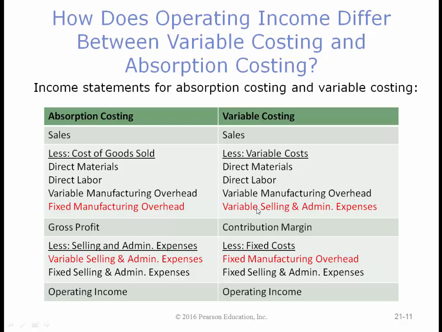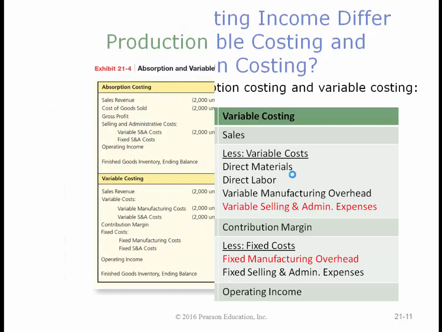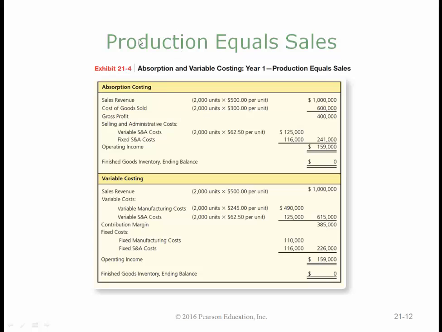The variable selling is going to be the same, even though it's in a different category. And the fixed selling is expensed all for both in both models. So let's look at the numbers for a minute. So this one is production equals sales. When production equals sales, there is no difference whatsoever, right? But what you're doing is you have the variable cost and you're picking up all of the fixed manufacturing cost.